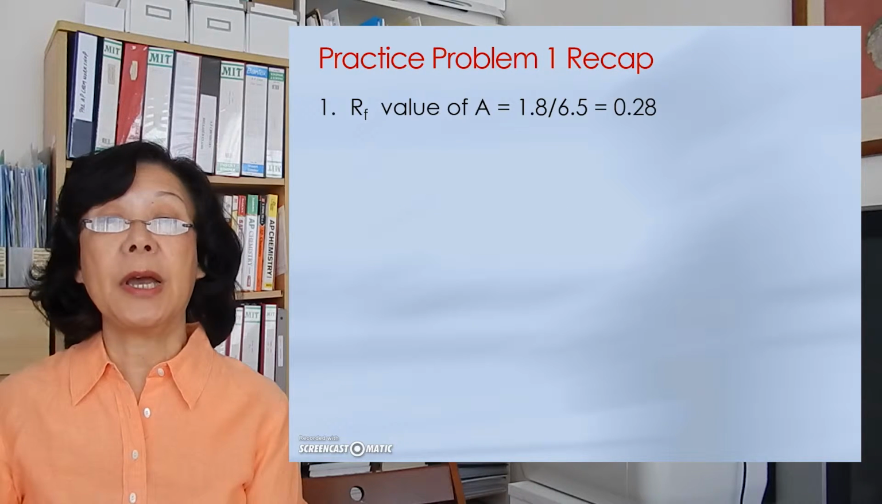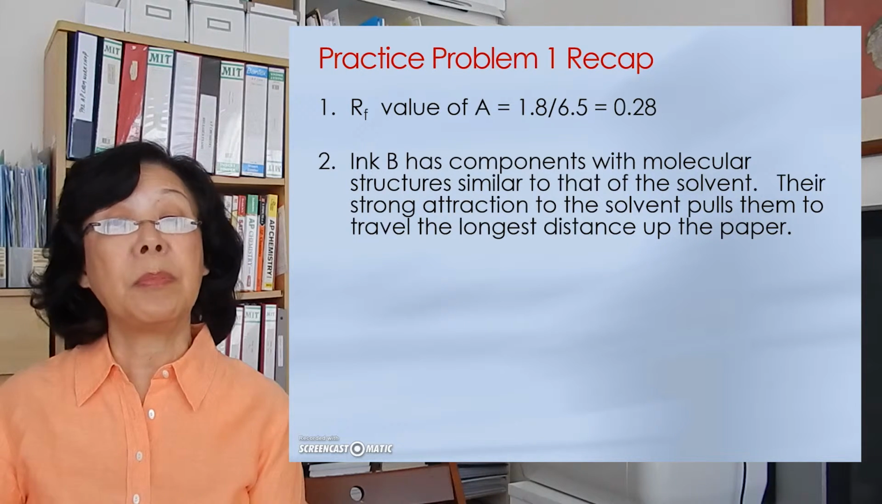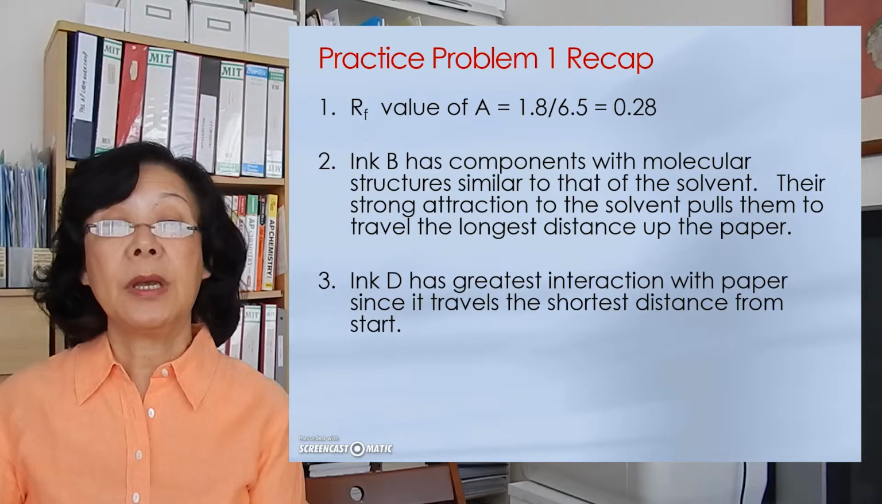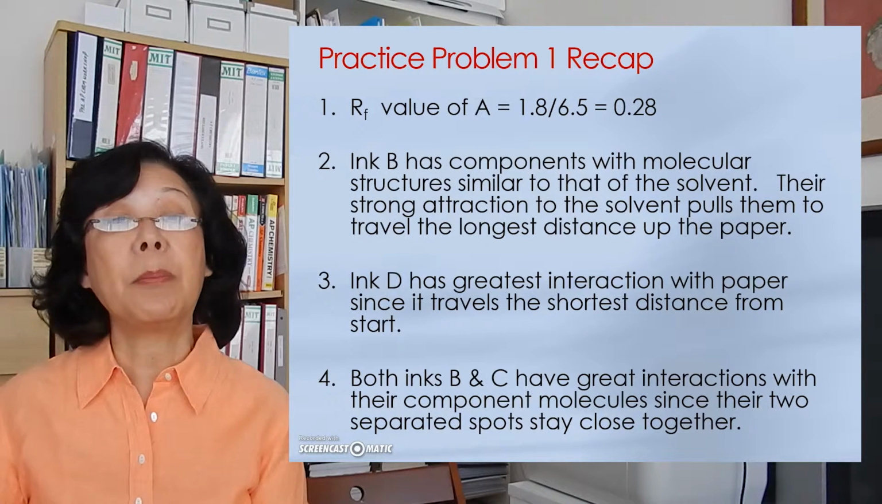So here's a recap of my earlier discussion. The Rf value is 0.28. The second is ink B, which travels up along with the solvent. And third is ink D, which travels the shortest distance from the start. And then both B and C have interactions between their components.